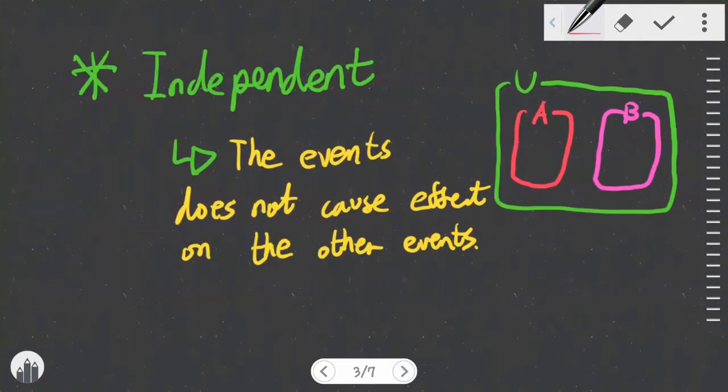So how are probabilities dependent or independent? Well, first of all, probability is independent when the two possible events do not cause any effect on the other events. As we see in the diagram, the event A does not interfere with event B, then the probability is considered as an independent probability. There are two distinct possible events.